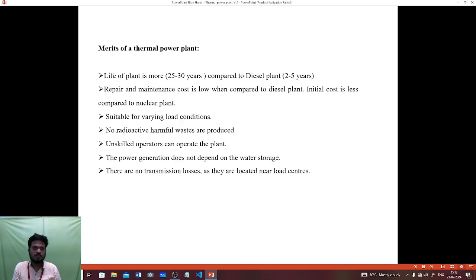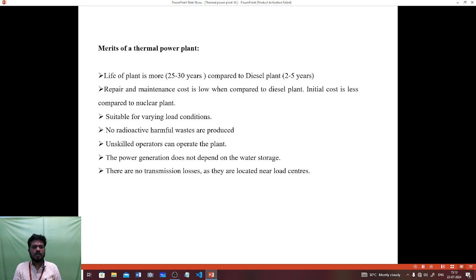And among the merits of a thermal power plant, the life of the power plant is 25 to 30 years, compared to a diesel power plant which is about 2 to 5 years. Repair and maintenance cost is low when compared to a diesel power plant. Initial cost is less compared to a nuclear power plant. It is suitable for varying load conditions.